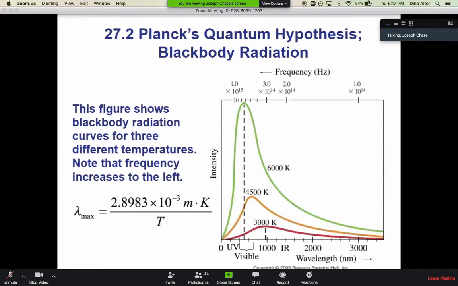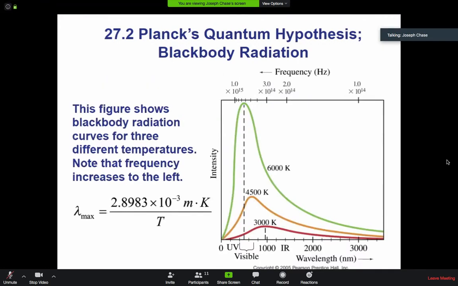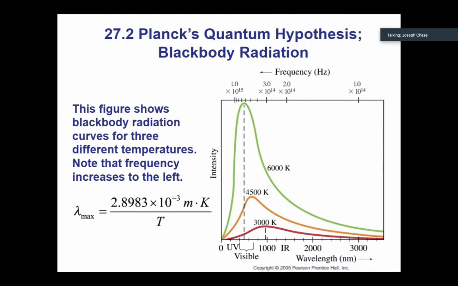Blackbody radiation is another piece of evidence about what's happening inside the molecule. Blackbody radiation essentially is really any glowing object. And black body means that we sort of draw a sphere around whatever this glowing object is. Essentially, black body means a perfect emitter.